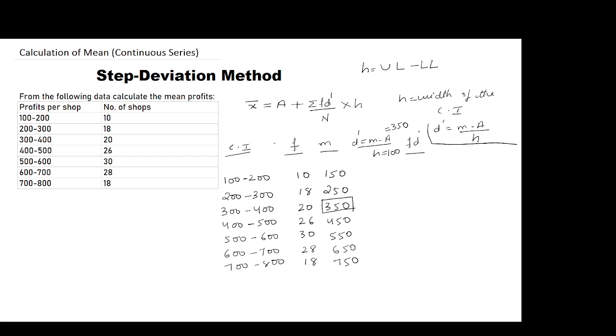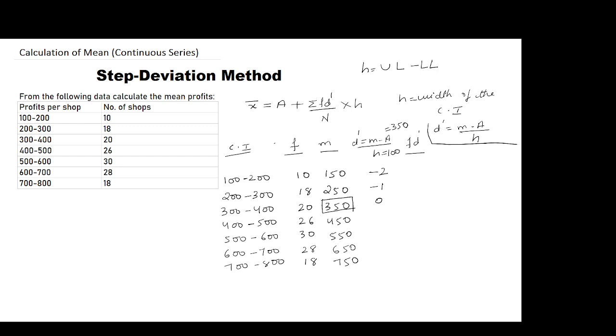Now we will calculate d dash. So d dash formula is m minus a divided by h. M is the midpoint. So 150 minus 350 is minus 200 divided by 100 is minus 2. 250 minus 350 is minus 100 divided by 100 is minus 1. 350 minus 350 is 0. 0 divided by 100, 0.